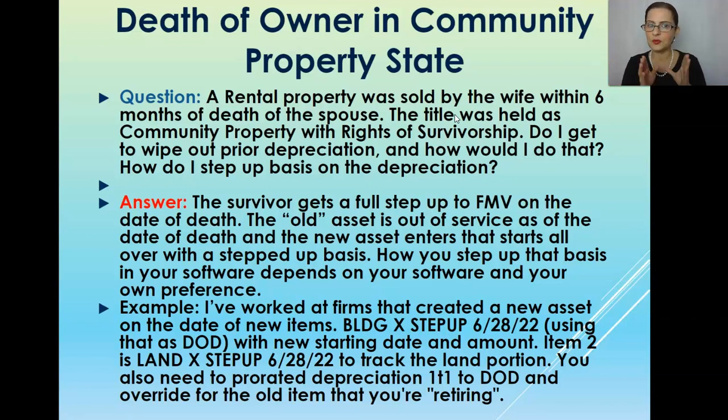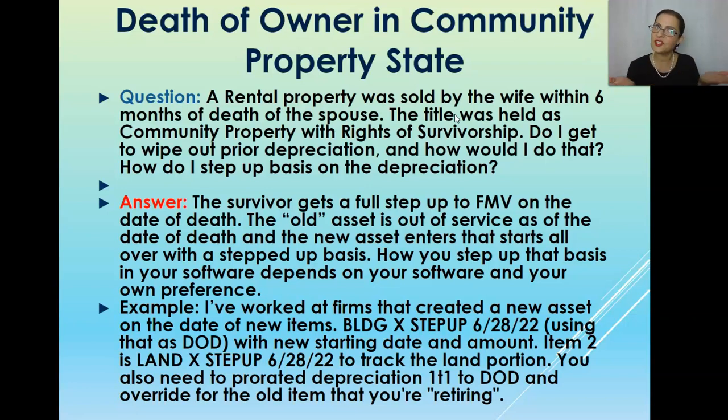Now, if it is a community property state, I think in this example it was Texas. Texas is a community property state, and it's also a common law state. So in that case, the survivor gets a full step up to fair market value on the date of death. The old asset gets placed out of service, and sometimes you have to force this in your software. So they're out of service as of the date of death. In your software, if the spouse dies in the middle of the year, you take it out of service.